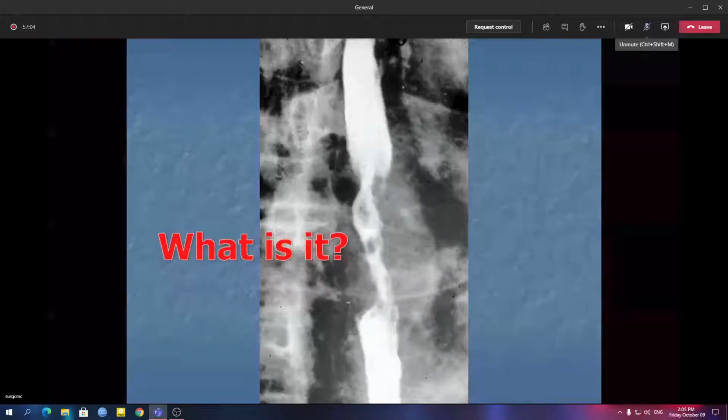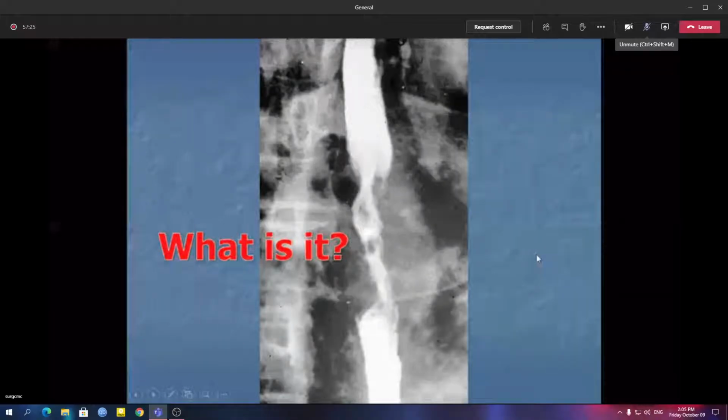Now this plate, I have just minimized the picture. This is esophagus, and this is esophagus going. What is happening here? So diffuse esophageal spasm. Pardon? This is a filling defect. It's a filling defect. Very good. What is it? A malignancy. It is the mid esophageal malignancy.